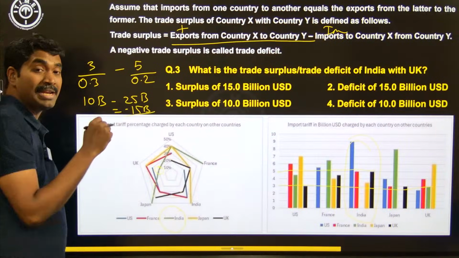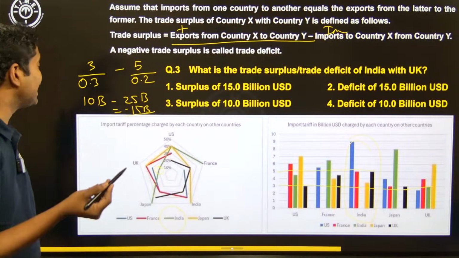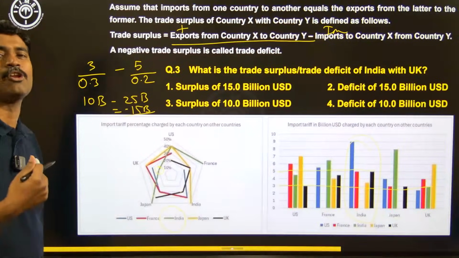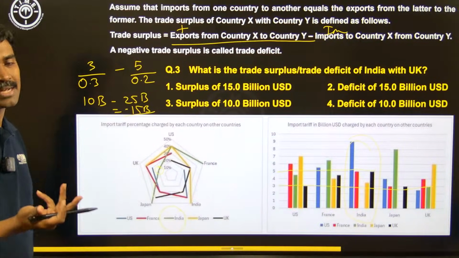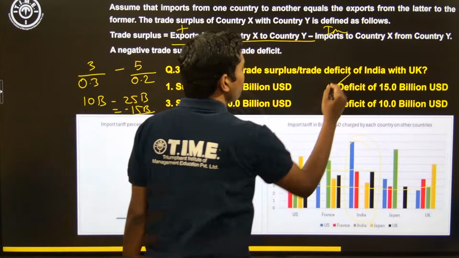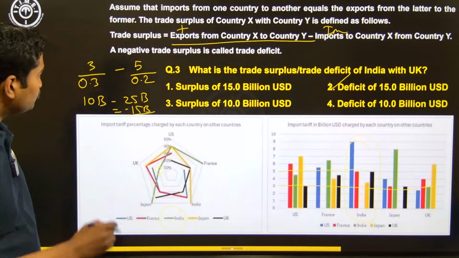Why minus 15 billion? Because India is exporting only 10 billion, but importing 25 billion. You are exporting a little, you are importing a lot more. So there will be a trade deficit, right? So what is the answer? Deficit of 15 billion USD, right?